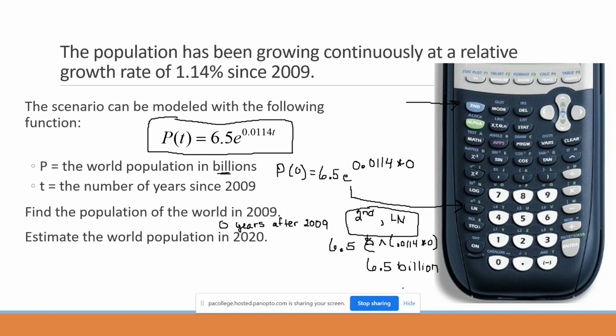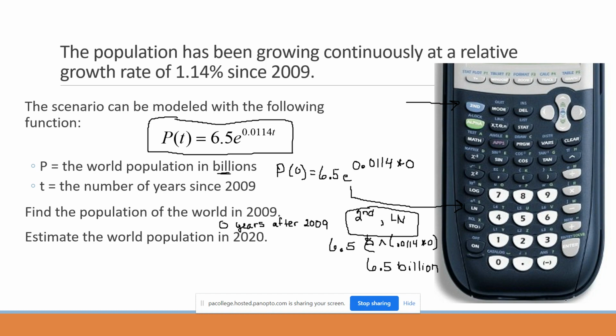So I'd like you to pause the video and make sure that you're getting the right thing on your calculator. Because if you're not typing this right, if you're adding an extra parenthesis and not getting all that right, that's going to mess you up in other problems. So make sure you're getting that 6.5.